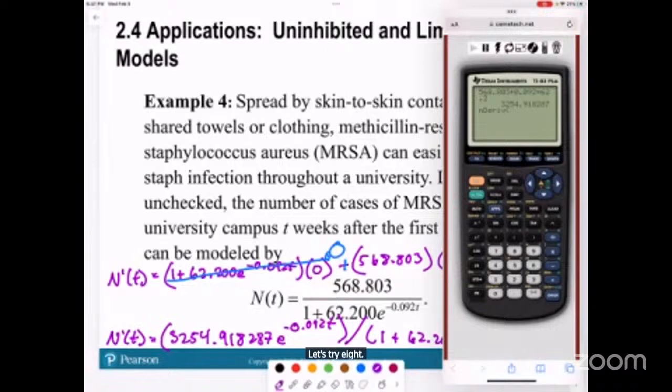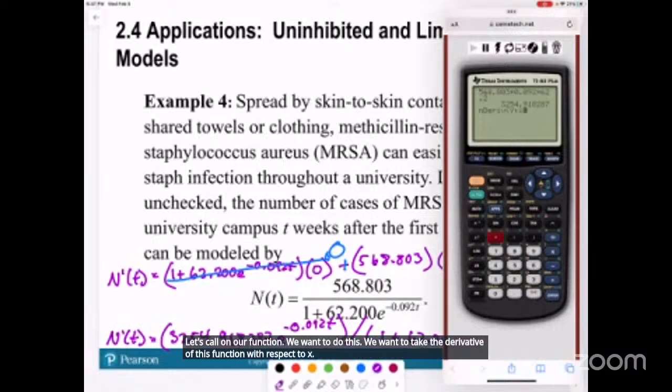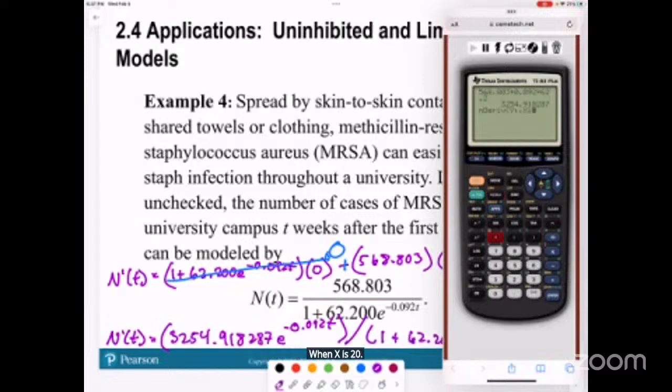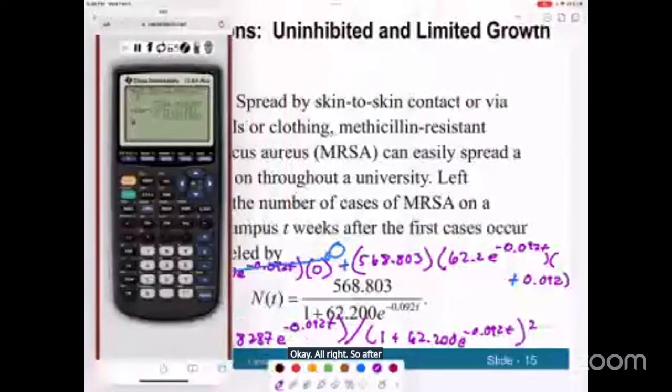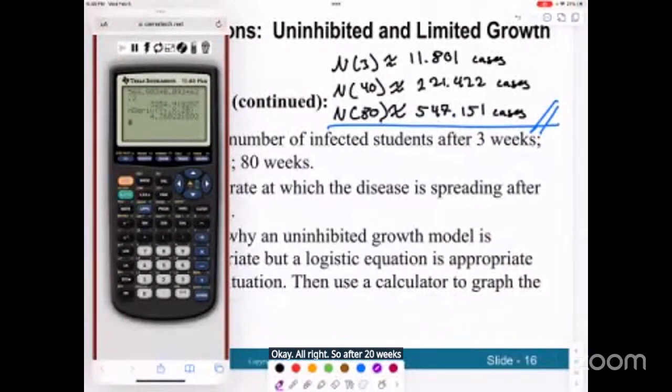Let's call on our function. We want to take the derivative of this function with respect to x when x is 20. Hopefully that works. Okay. All right. So after 20 weeks, our claim, the rate of change, we got this: 4.3682 cases per week.